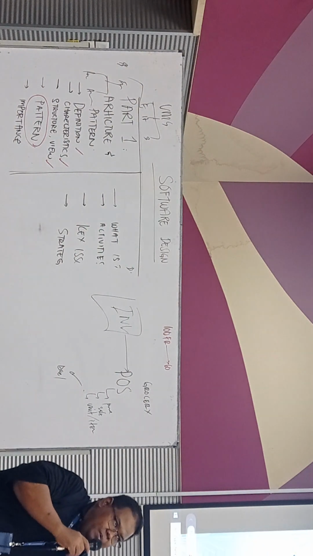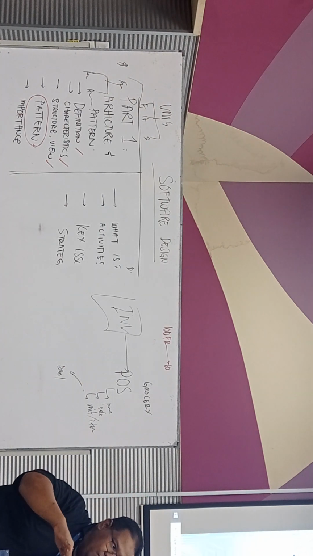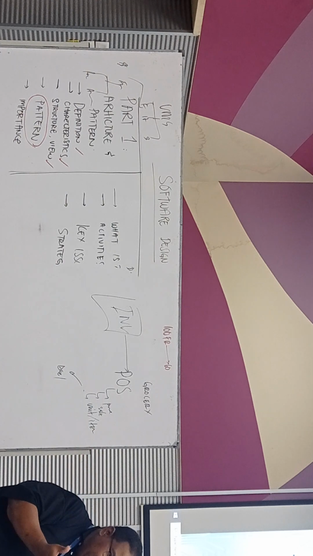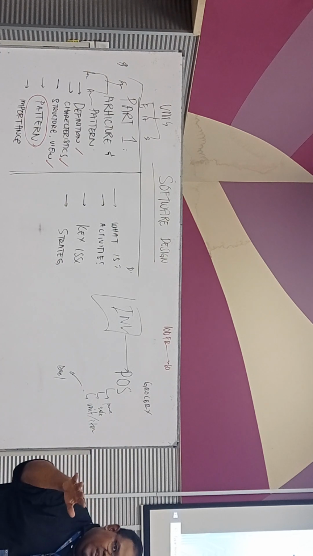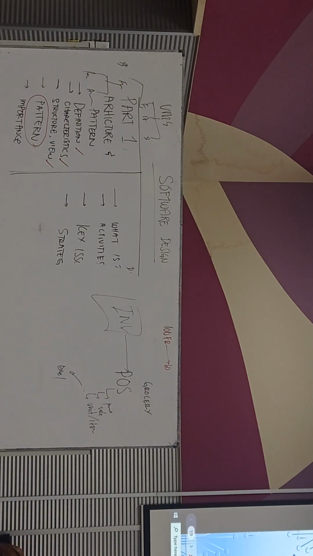So what we do is that we don't start from the top. We start from the bottom. What do we mean by starting from the bottom? We take the legacy system, the POS, and then we identify all the components inside the POS. That's how we do it.